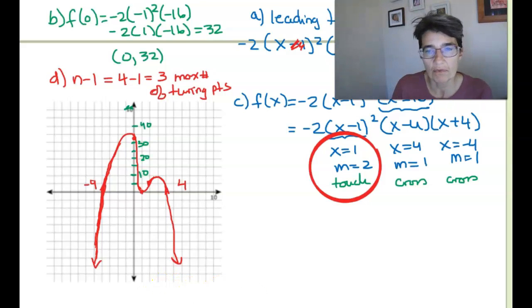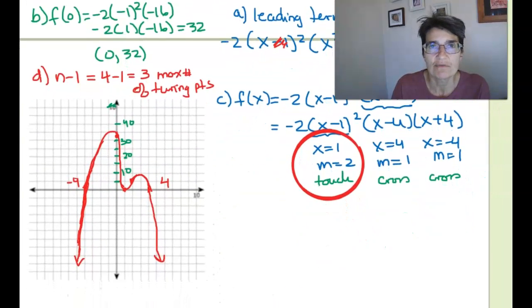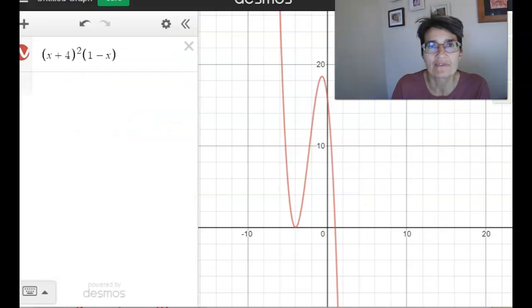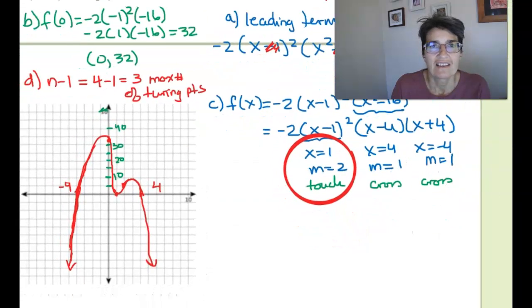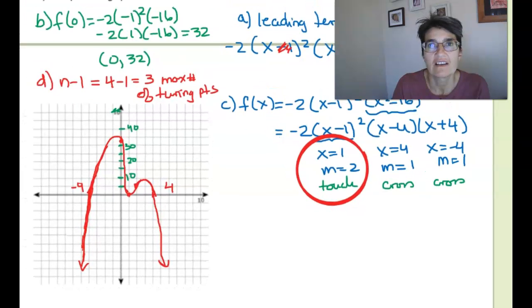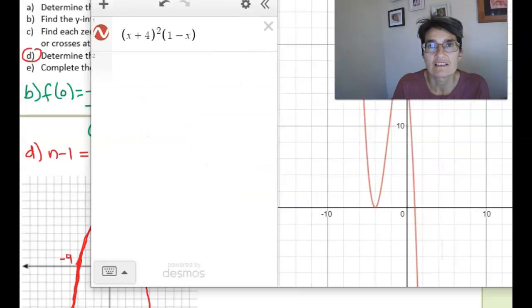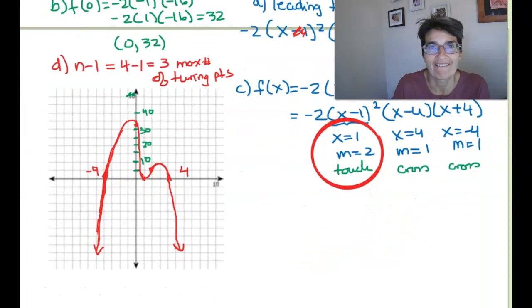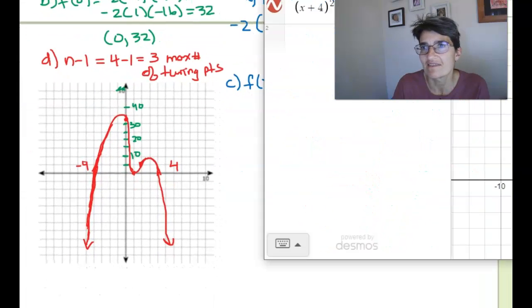All right, let's verify with Desmos. Let's see, can I find my Desmos window? It's behind here somewhere. We want to graph this function and see if it looks like our graph. I'm trying to fit everything in one place.